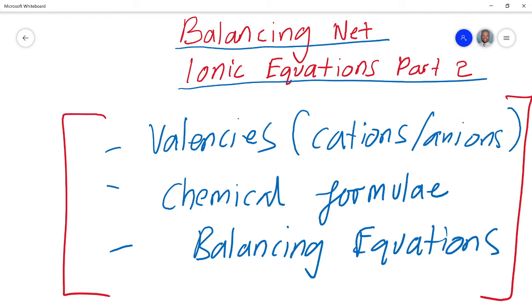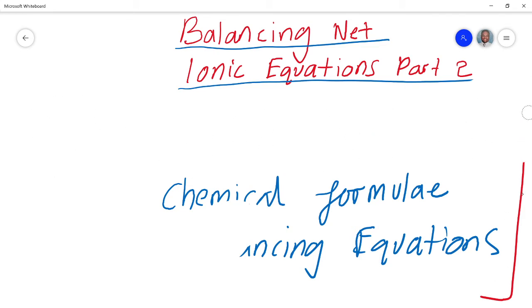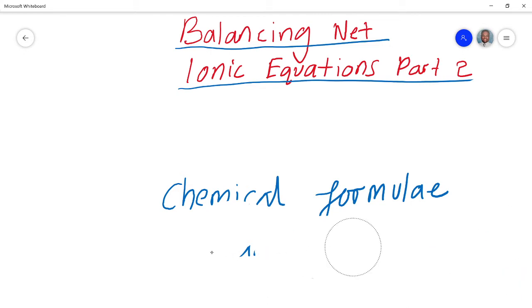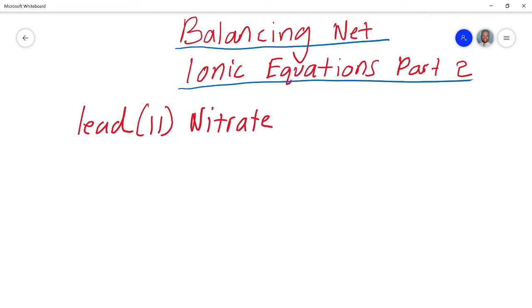With that in mind, let's look at a simple example of what we refer to as a double displacement reaction or a precipitation reaction. I'm not going to explain what these reactions are, but I'm going to give an example and show you how to balance the net ionic equation, and also go through the stages through which we can get to the answer. Like I said, I'm going to go through the word equation, and then the chemical equation. So let's look at lead(II) nitrate reacting with, for instance, potassium iodide.